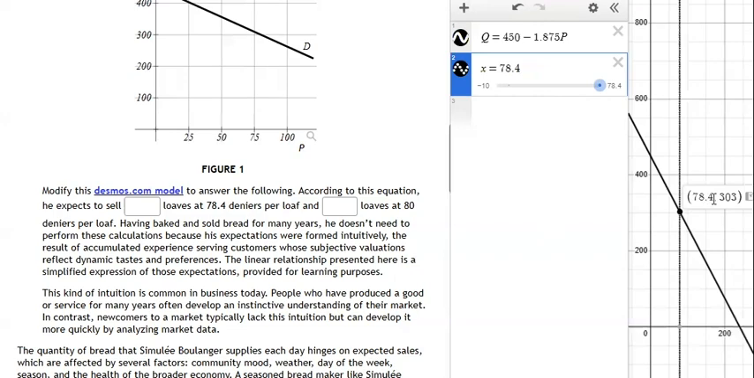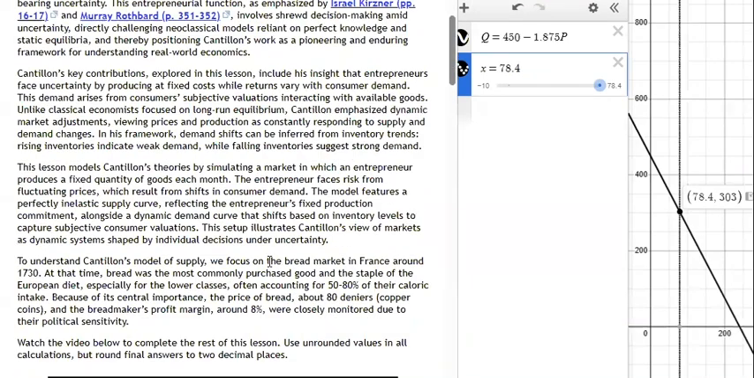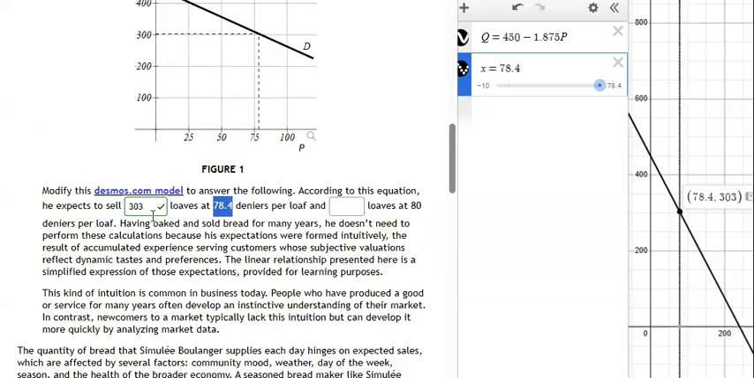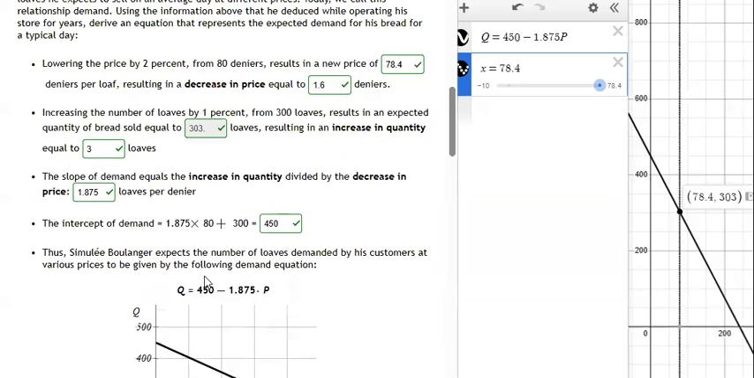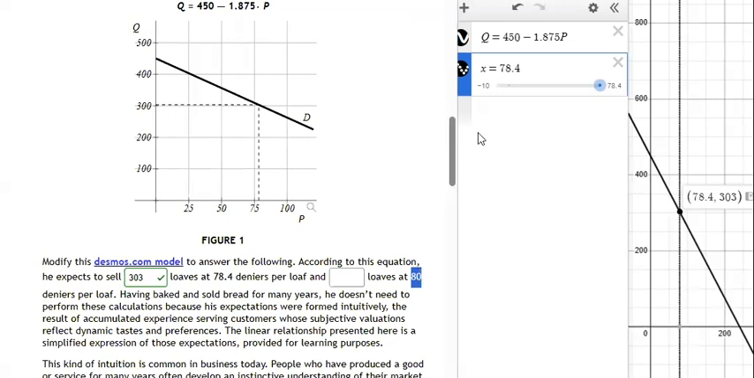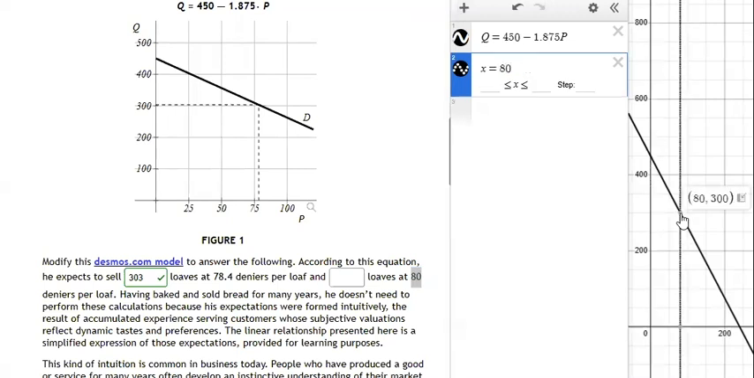At 78.4 deniers, expected number of loaves sold is 303. Why do I say that? Because when the price is 78.4, expected loaves is 303, that's what we have up here. When the price is 78.4, we have 303 loaves. Let's change the price to 80. So when I change the price to 80, and then I click on this gray dot, I can see at the price of 80, we expect to sell 300 loaves.